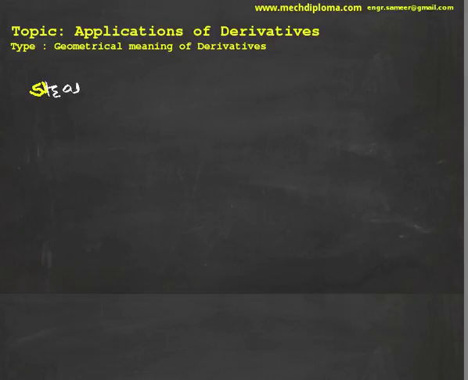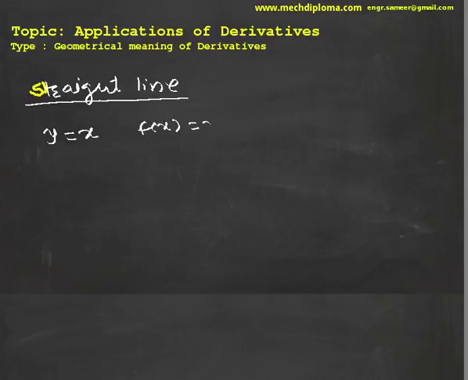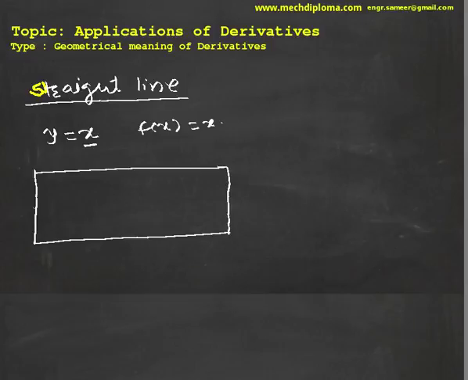A straight line. The equation of a straight line, for example, if it is y is equal to x, means the function of x is x, y is equal to function of x. If I make a table, if you recall you have done this in your school days, I take the value of x, then y is equal to function of x.